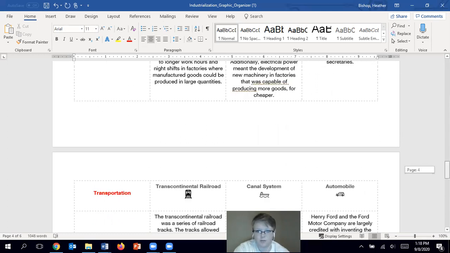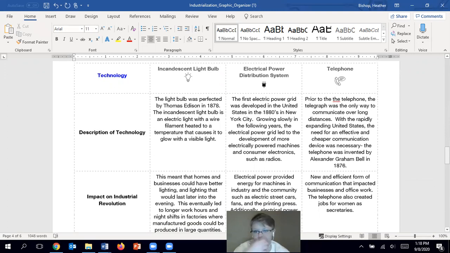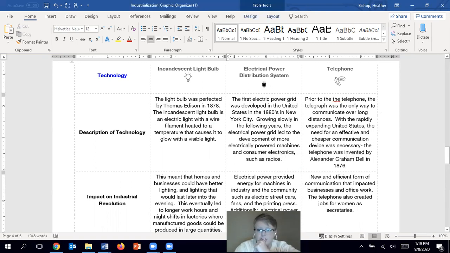Not to mention the fact that automobiles become just a huge benefit overall, at least for transportation. All right, technology, you have the incandescent light bulb, which is made by Edison in 1878. It means that businesses don't have to rely on just the daylight to stay open. They could work longer hours, longer shifts, which is great for the manufacturers, not always so great for the workers. And they could have better lighting for just general. So that's awesome.